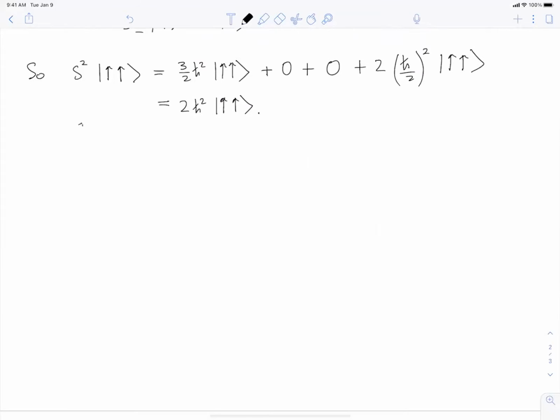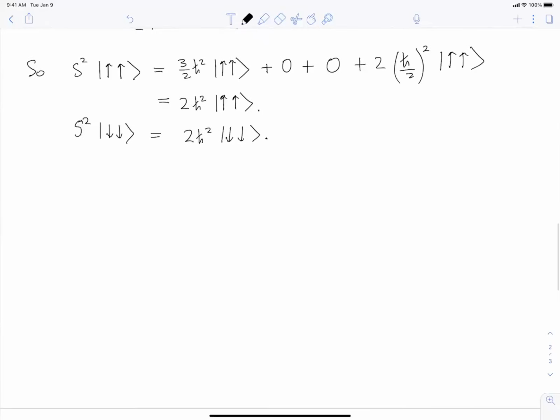So what we found is the up arrow state is actually an eigenstate of S squared. Okay, and then you can do the same exact thing for the down arrow, and exactly the same way it turns out to be 2 h bar squared times down arrow. So that's also an eigenstate. And we have 2 more to go.